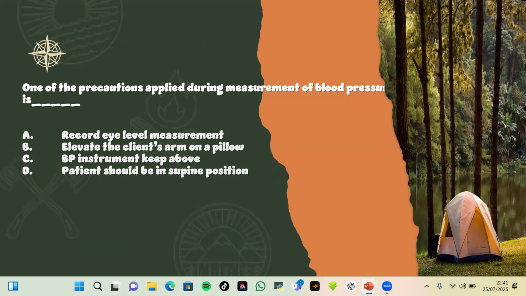One of the precautions applied during measurement of blood pressure is: record eye level measurement, elevate the client's arm on a pillow, BP instrument kept above, patient should be in supine position.